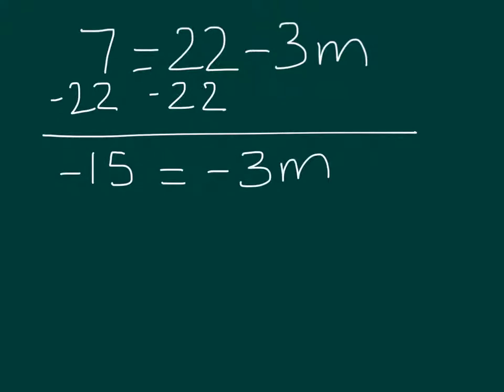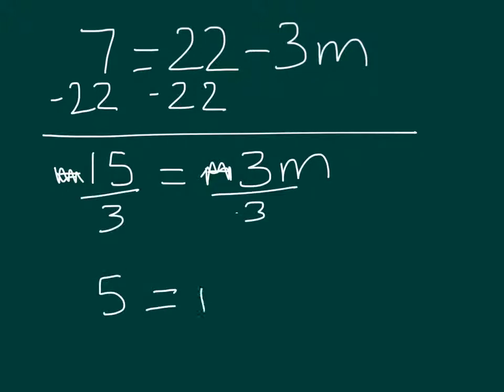The negatives cancel each other out. So now we have 3m equals 15. In other words, what do we multiply by 3 to get to 15? Which I should show you the right way to do this. Which means I'm dividing both sides by 3, and that gets me 5 equals m.